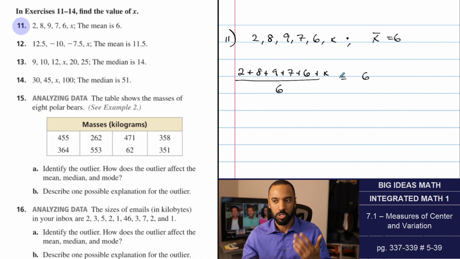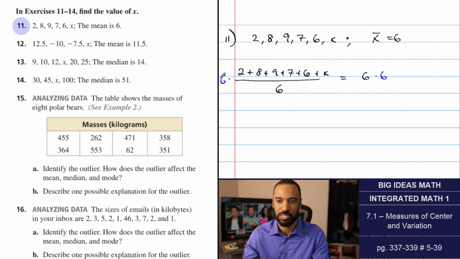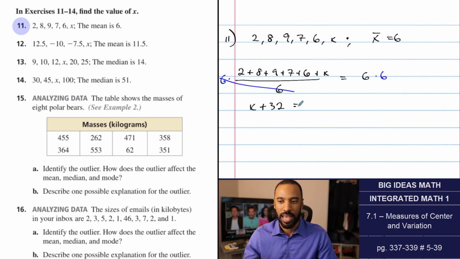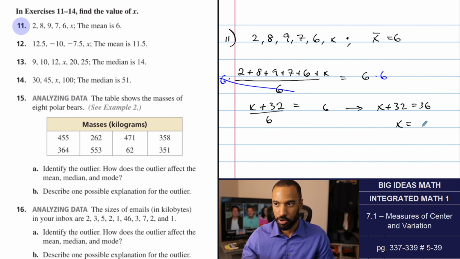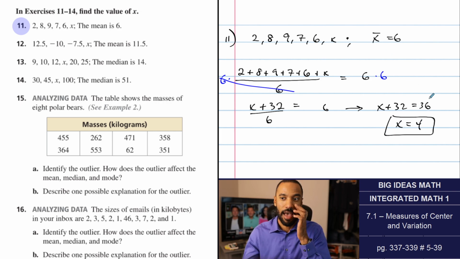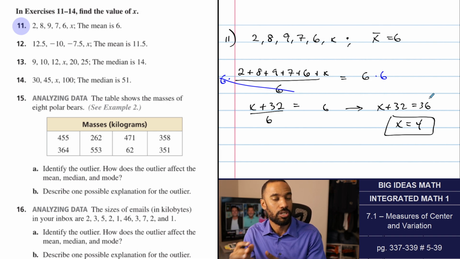When we divide all our numbers by 6, we get 6, which is to say all these add to 36, and you'd be right. Algebraically, we would say multiply both sides by 6 to get those out of the way. 2 plus 8 is 10, plus 9 is 19, and 26 and 32. So we have x plus 32 divided by 6 equals 6. But when you multiply both sides by 6, like I should have done before, we get x plus 32 equals 36. Subtract 32 from both sides, you get x equals 4. That's the value that you need to average 6.